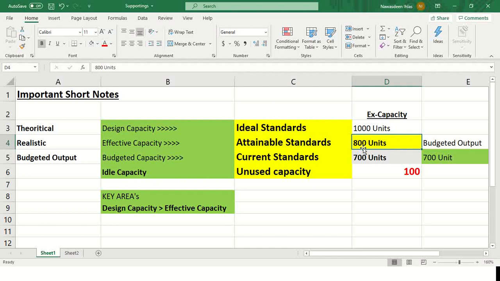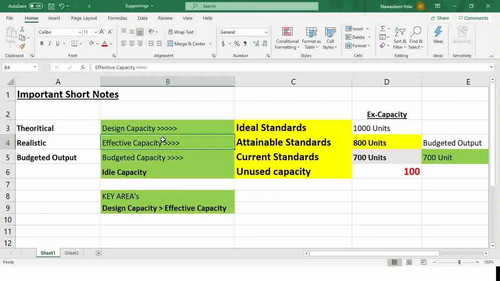That is a different scenario, right? So idle capacity is only possible if budgeted capacity is less than effective capacity. So those kind of things we want to remember, right?